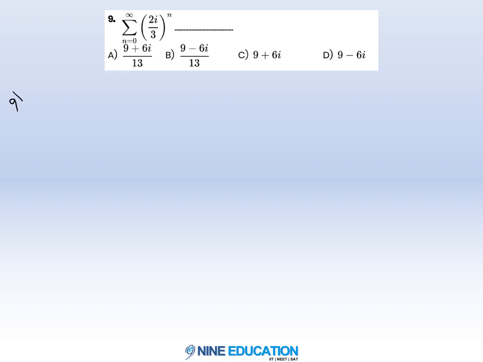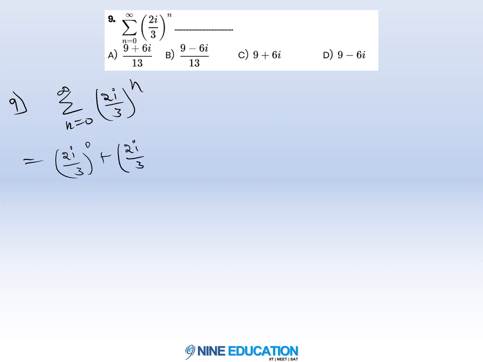Let's discuss question number 9. Sigma n equal to 0 to infinity (2i/3)^n is given. Let's open the sigma. Substitute n value as 0. So (2i/3)^0 plus (2i/3)^1 plus (2i/3)^2, and so on till you get an infinite number of terms. So it is nothing but the sum of an infinite GP.